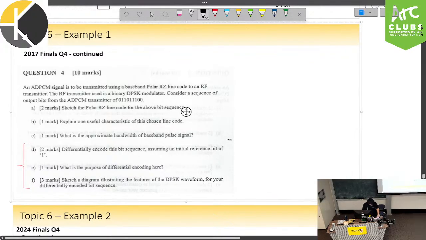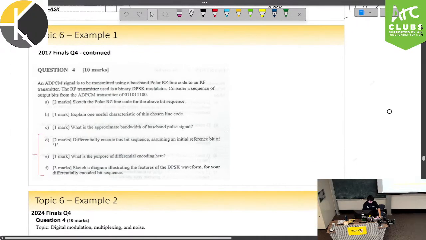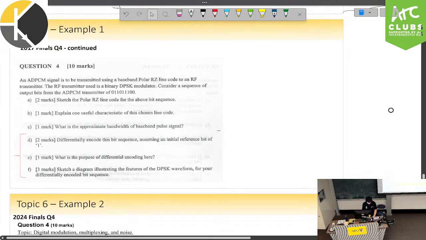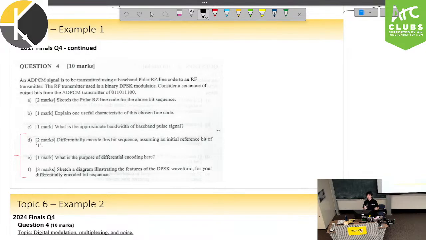That was a nice side tangent. Thank you very much. So we're going off of the same question that Jackson was working off before. We're going to do the last three parts. Okay, so first of all, we have: differentially encode this bit sequence, assuming an initial reference bit of 1. This sounds very similar to a question we just did, so without further ado, let's do this.